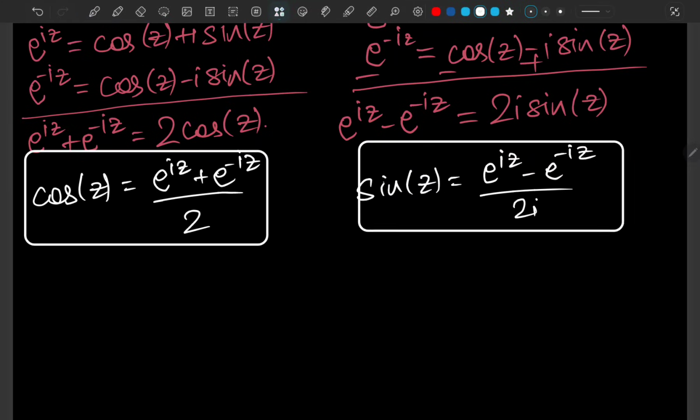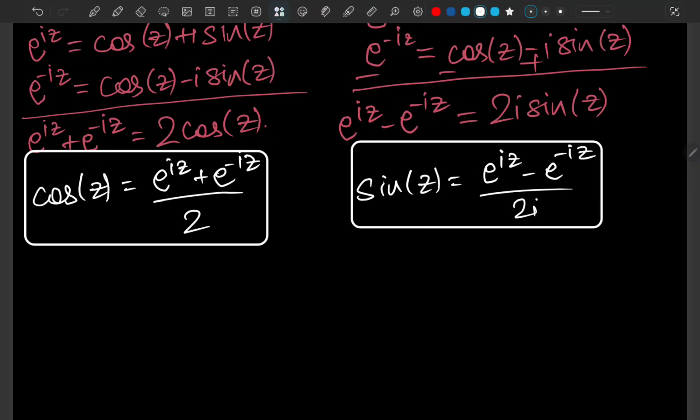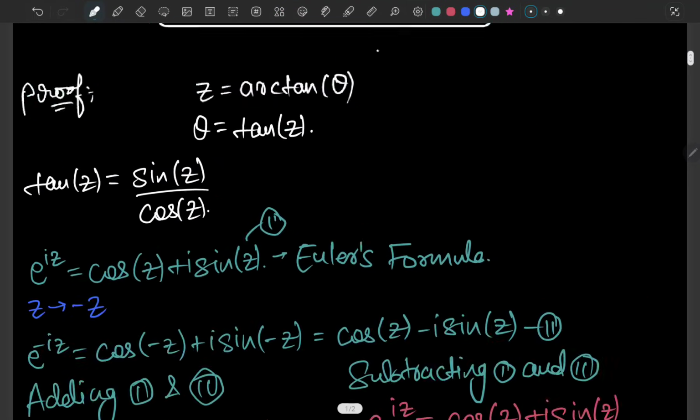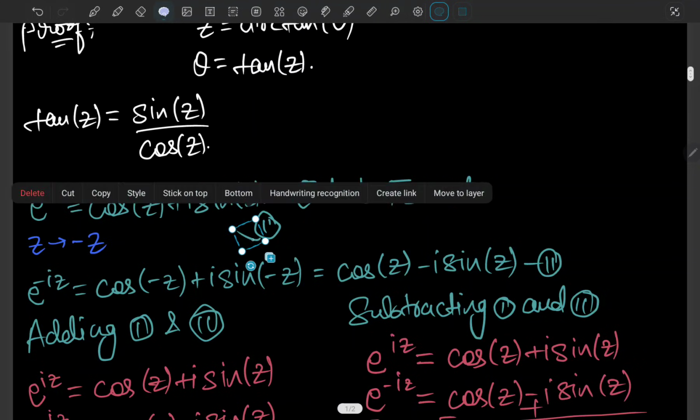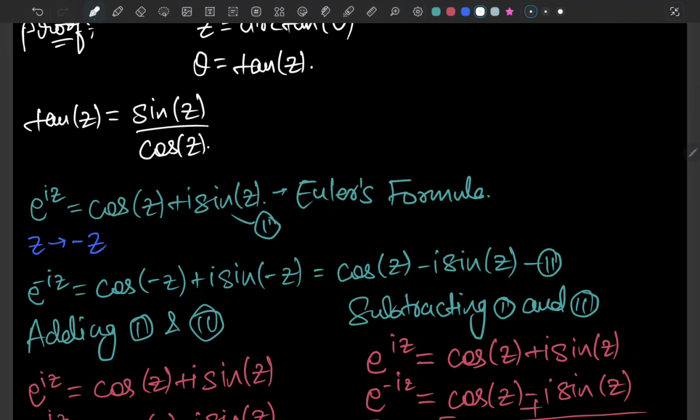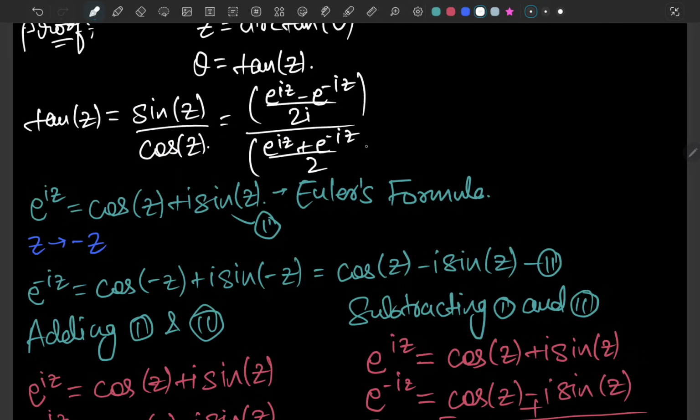So that's how it looks. And now let's use them up here in the reciprocal of, I'm talking about this one. So basically we can just write them up. So we have (e^(iz) - e^(-iz))/2i over (e^(iz) + e^(-iz))/2.